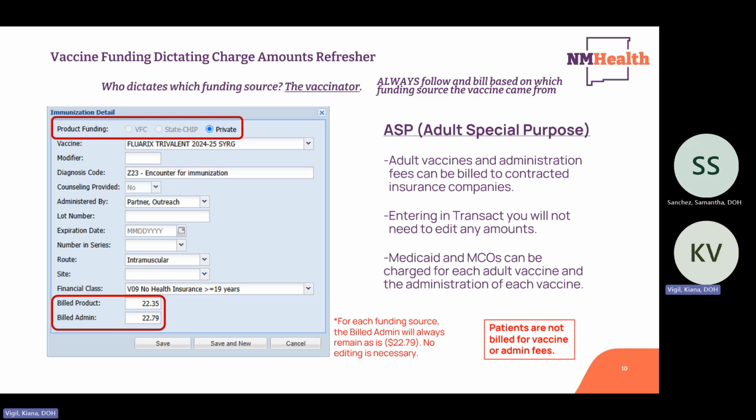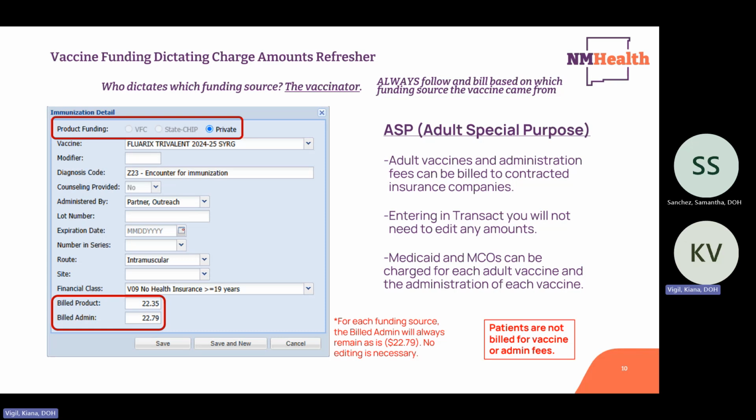So to the left is an example showing how an ASP-funded vaccine should be entered and appear. The product funding should be private and the billed product will remain as is. This amount will not need to be changed for this funding source. And for the billed admin, as stated in red on the side, it will always remain as $22.79, so no editing is necessary.